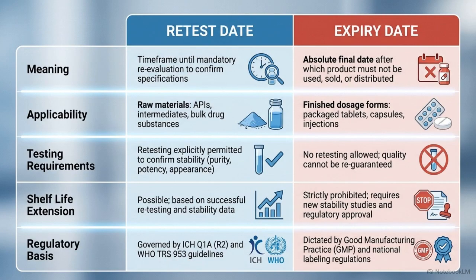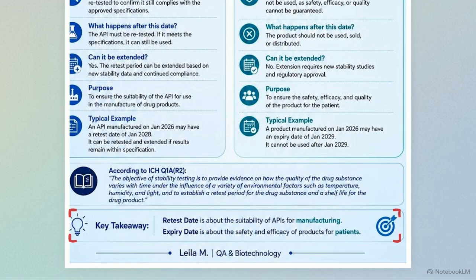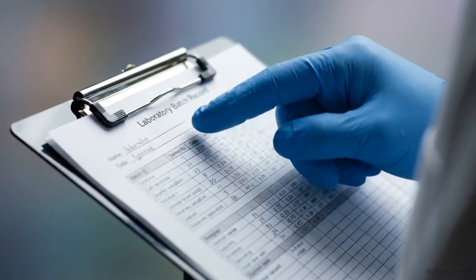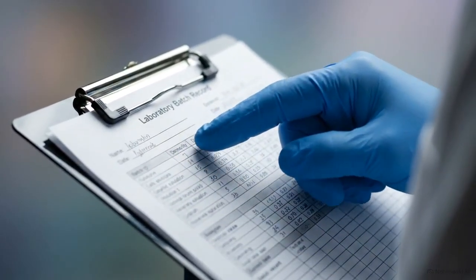The bottom section of our source chart defines the central boundary between these terms. As it states, retest date is about the suitability of APIs for manufacturing. Expiry date is about the safety and efficacy of products for patients. Internalizing this matrix means a QA analyst can look at any batch record and instantly know whether they are validating a chemical or protecting a patient.